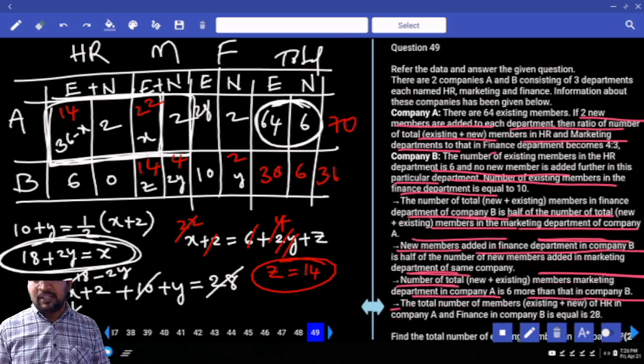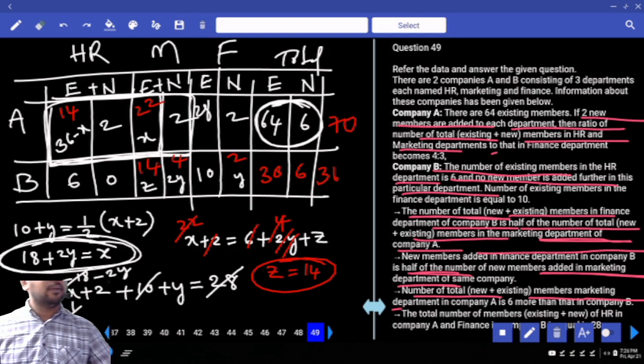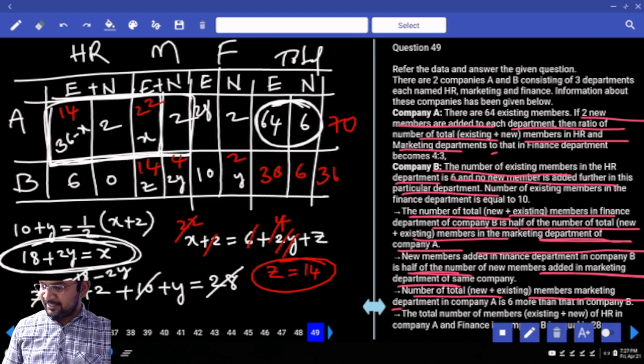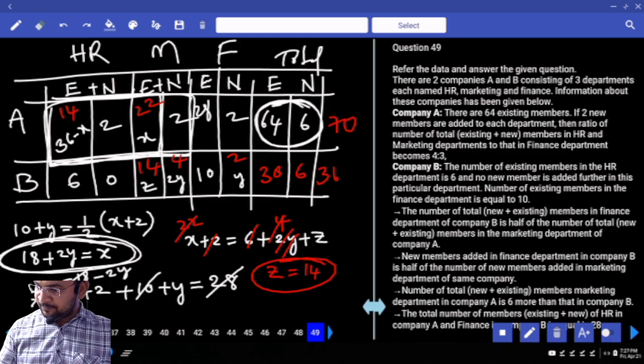Here the total is 70. So once you fill this table, the questions are very easy for you. Total 6 questions are there, I think, 6 into 2 marks. If you get 12 in the mains, then you'll get the job. No doubt in that one. Are you clear? Are you ready? Shall I go for the first question? So what is the first question?